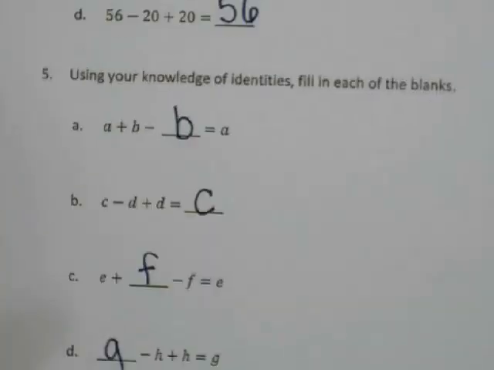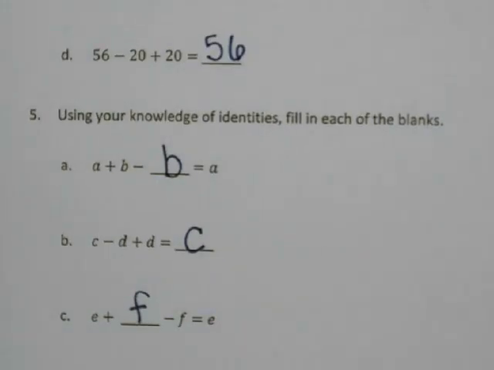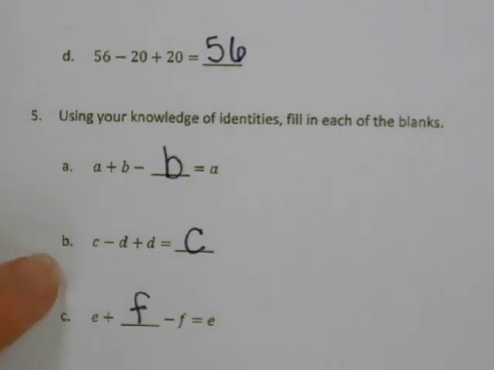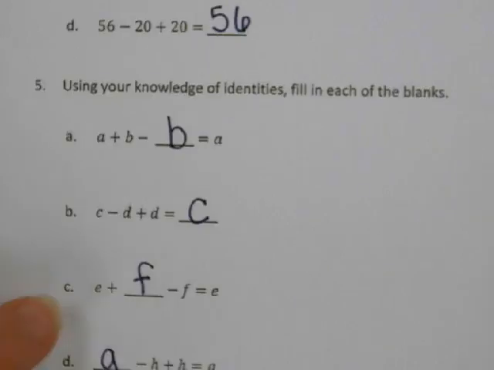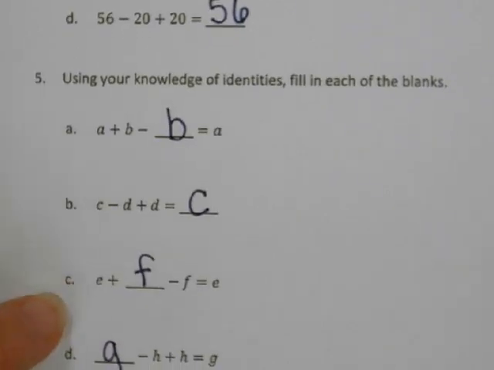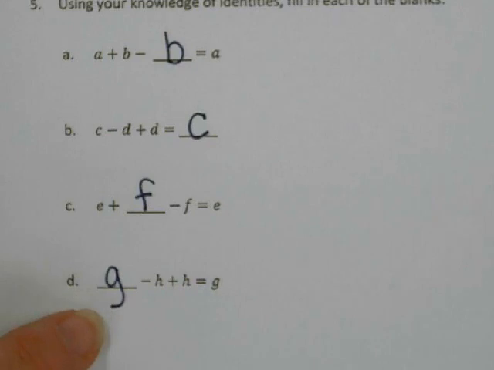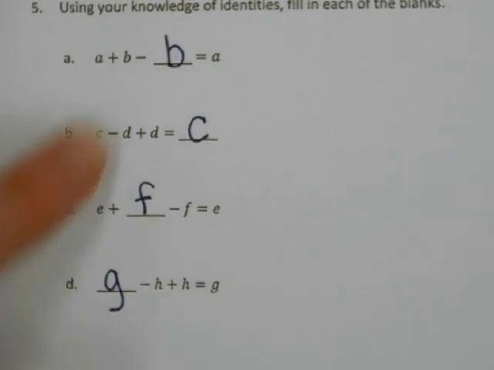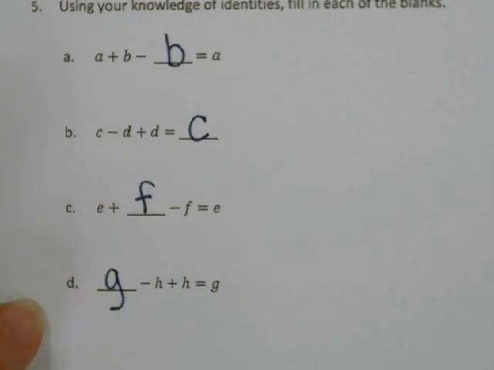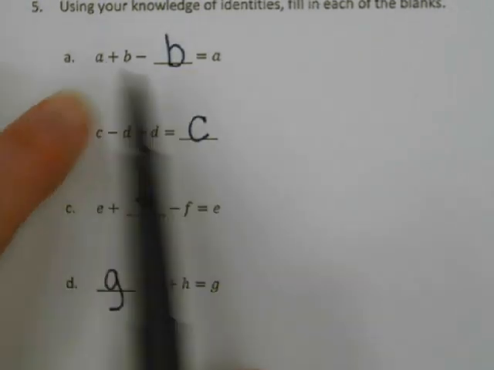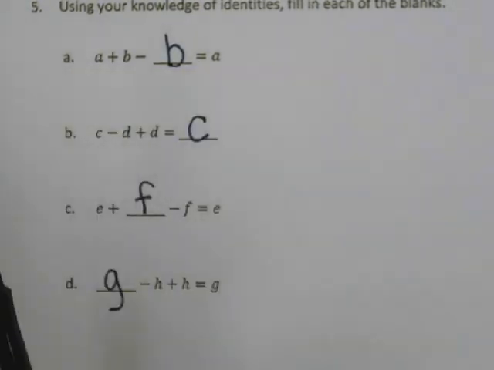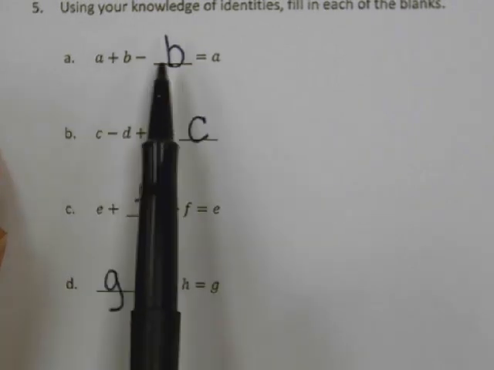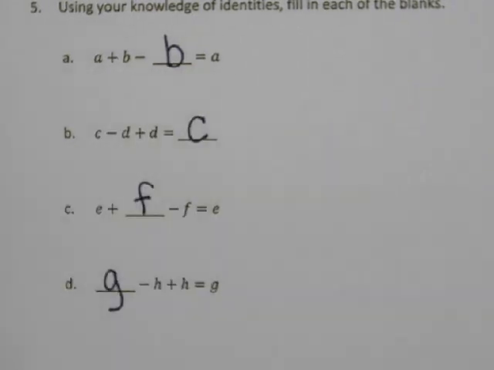Okay, so for A, you would have A plus B minus B equals A. For B, C minus D plus D equals C. E plus F minus F equals E. G minus H plus H equals G. This is showing you also that it doesn't matter what letters you use as long as you make sure you're following that identity, that the first and last are going to be the same, and that the number that you're adding and then subtracting is also going to be the same.